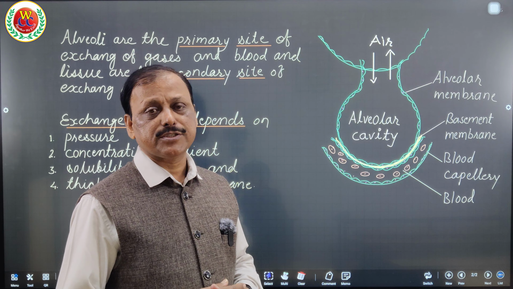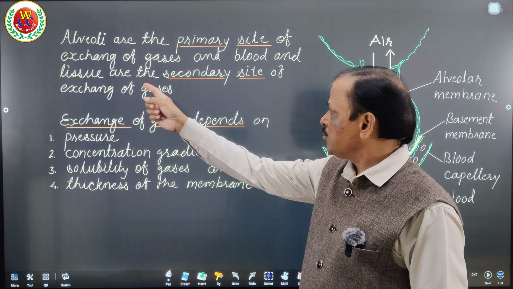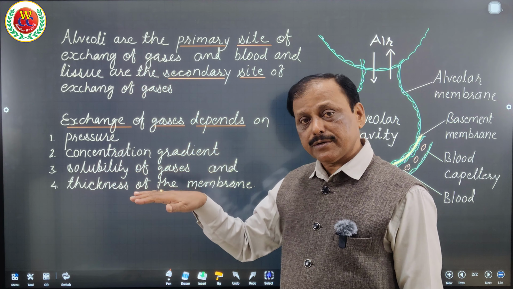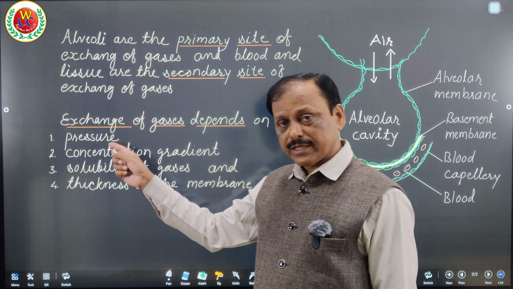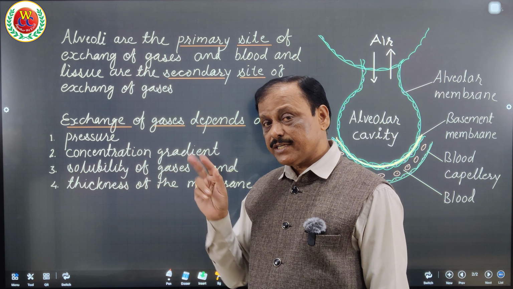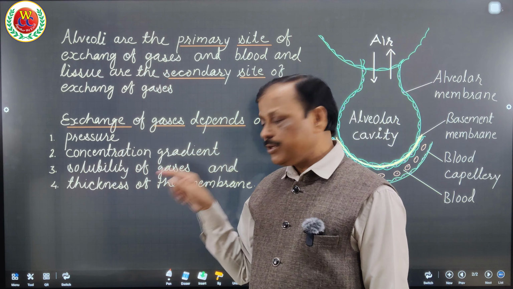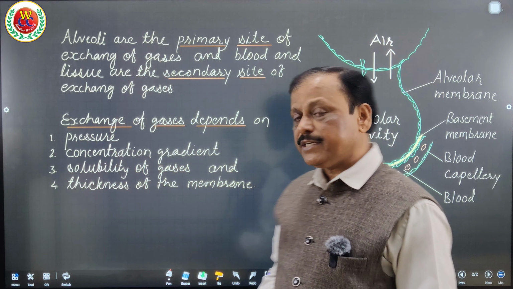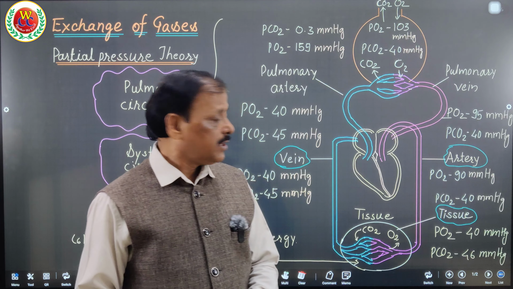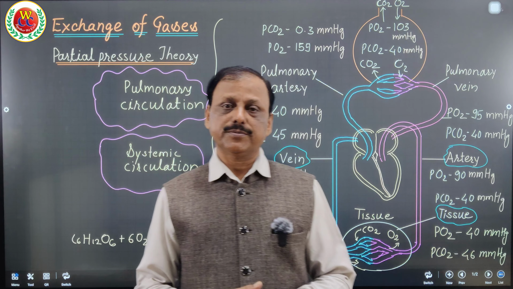So it's very clear to you, there are these two sites as I mentioned here. Alveoli are the first site of exchange of gases, and blood and tissue are the second site of exchange of gases. And exchange of gases depends, as I already told you and repeat once again, upon the pressure of that gas, the concentration gradient across the membrane, the solubility of the gas and the thickness of the membrane. I hope you understood what transport and exchange of gases is.